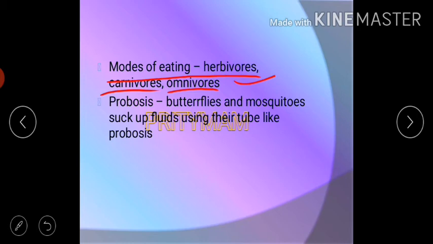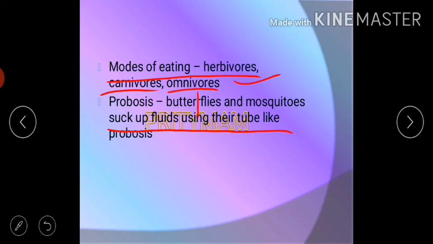Animals such as dogs and buffalo bite and chew their food. Snakes and frogs swallow their food whole. They do not bite it. They eat the whole animal, and then digest it. Whereas butterflies and mosquitoes suck up fluids using their tube-like proboscis. You might have seen a mosquito sucking blood. It has a tube to suck up liquids, which is called a proboscis.